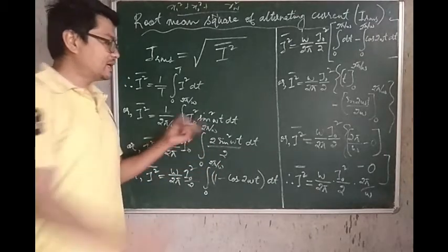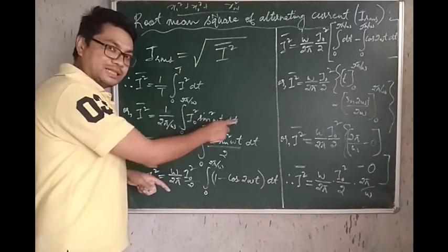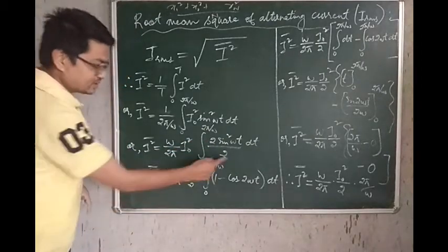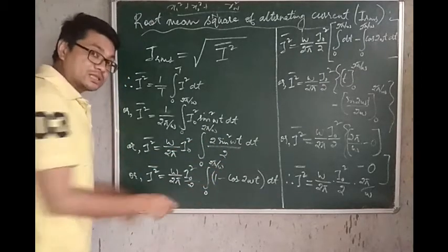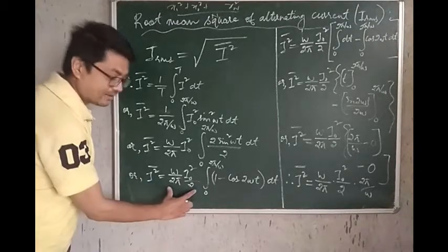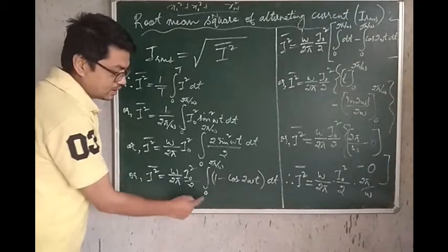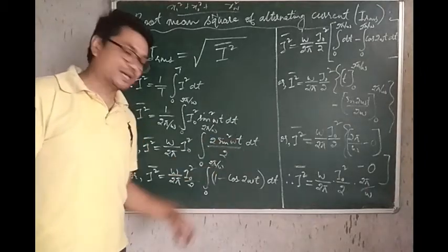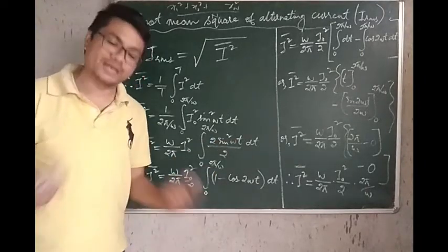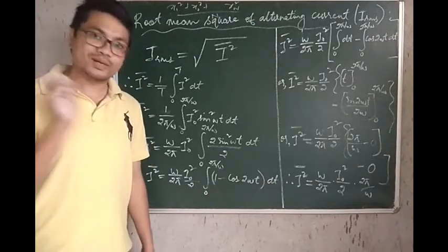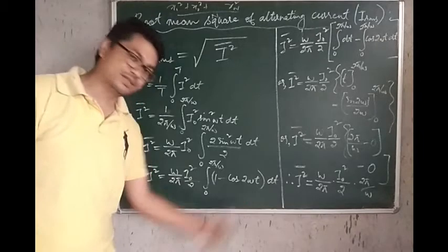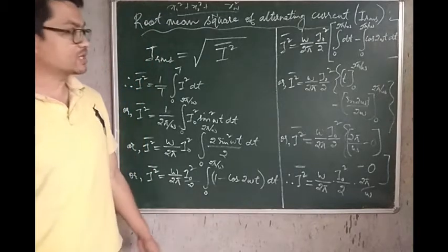So inside the integration we only have sine square omega t dt, and multiplying and dividing by 2 we get this. This 2 is also taken out of the integration since it's a constant. So we have this outside the integration. The limits of integration are still the same. Now 2 sine square omega t is 1 minus cos 2 omega t, because 2 sine square theta is 1 minus cos 2 theta, mind you. So we have this inside the integration.